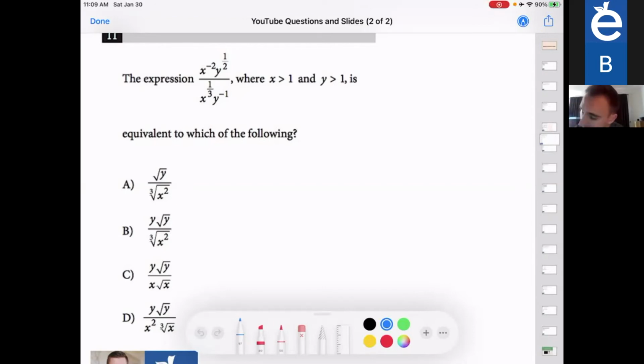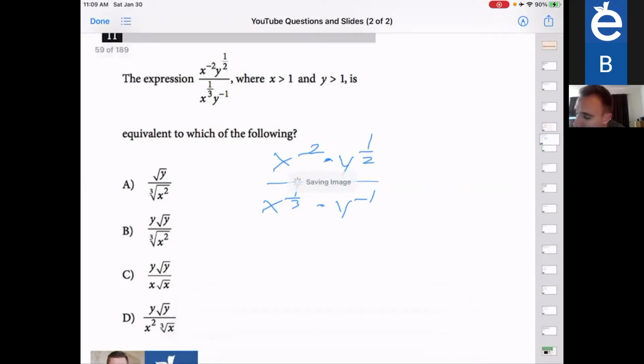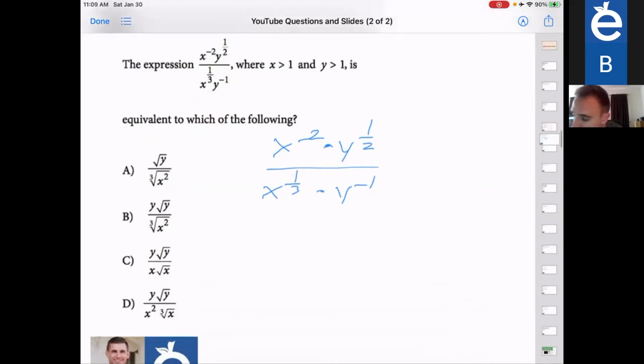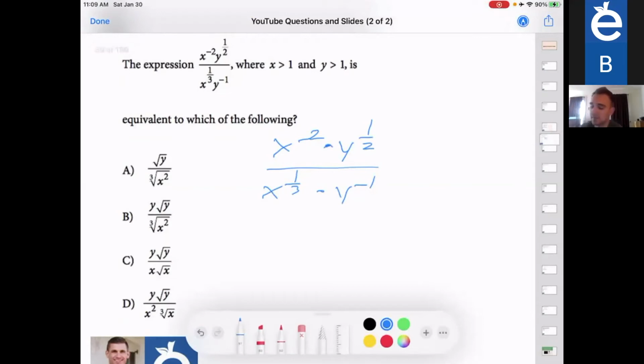Let's see what we got here. So we have x to the negative second times y to the 1/2 over x to the 1/3 times y to the negative first. So I'm probably going to want to start combining like terms, right? That would help me simplify this. So if I start out with my x terms, what I'll do is I'm going to subtract my numerator, or divide my numerator with my x's by my denominator.